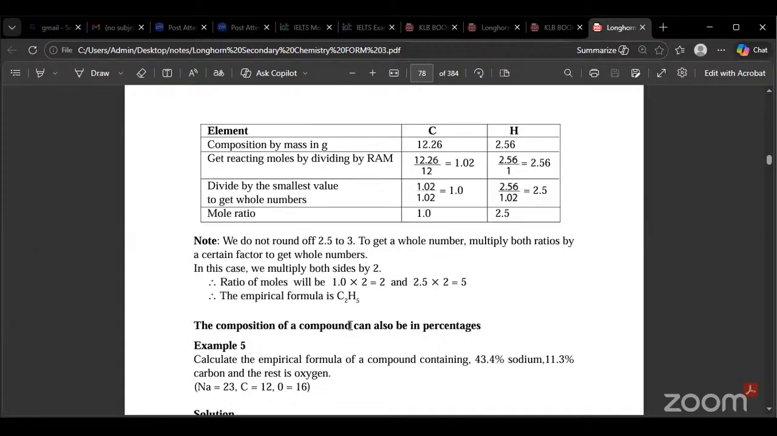So let us solve this one. Example 5: calculate the empirical formula of a compound containing 43.4% sodium, 11.3% carbon, and the rest is oxygen. We solved that one. I think that one can be the last one for today.